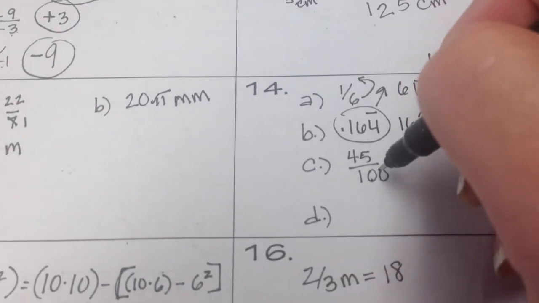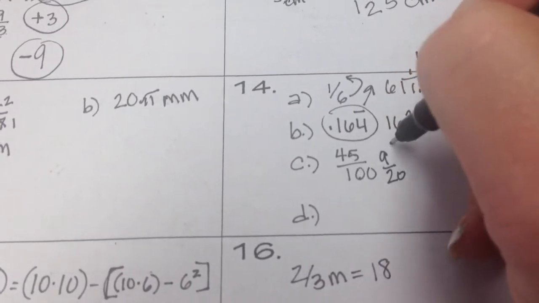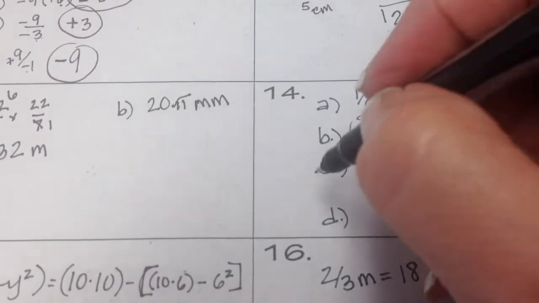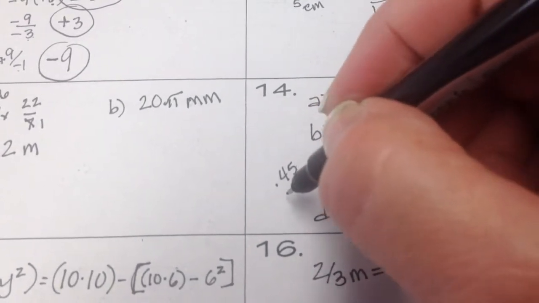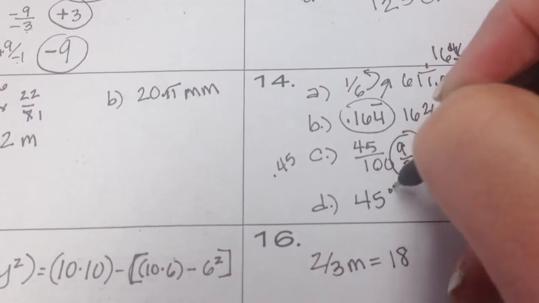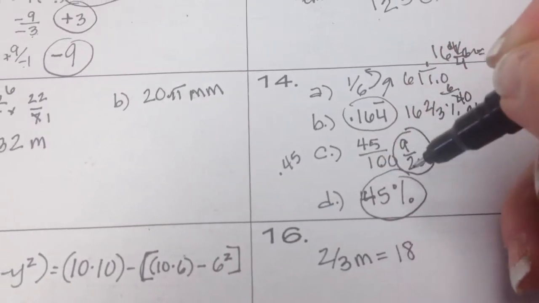So all we're going to do is reduce that. 5 goes in there 9 times. 5 goes in there 20 times. There you go. You can't reduce anymore. Now, if my decimal was 0.45, multiply times 100, what's that going to be for percent? 45%.